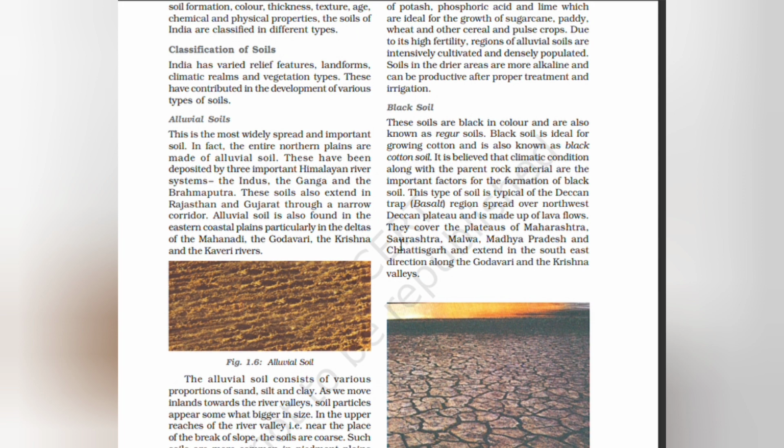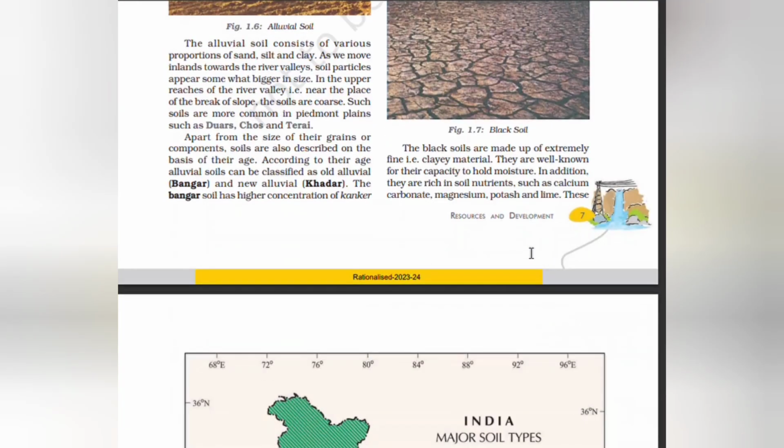They cover the plateaus of Maharashtra, Saurashtra, Malwa, Madhya Pradesh, and Chhattisgarh, and extend in the southeast direction along the Godavari and the Krishna valley.